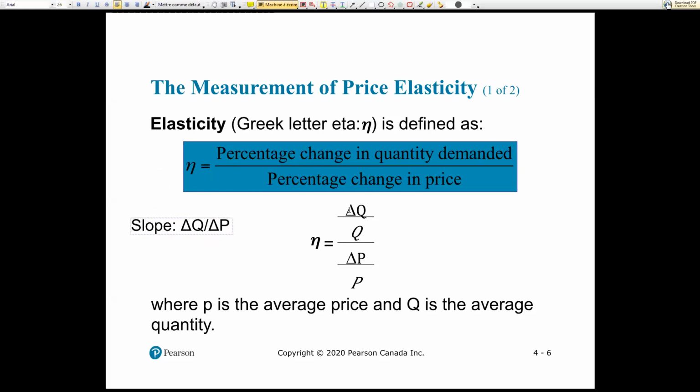We compute it this way. So delta Q divided by Q, divided by delta P over P. So this line should be longer than the other, just to be clear. It's this fraction divided by this fraction. I like to write it this way, so it would be equal to delta Q over delta P.